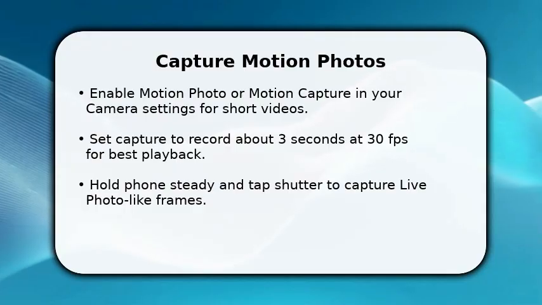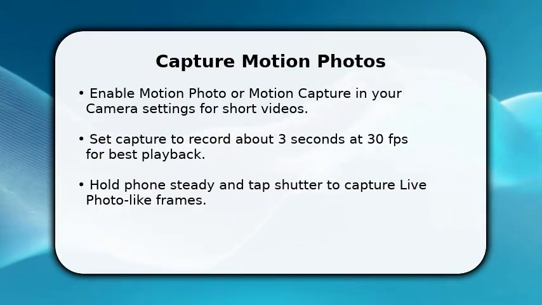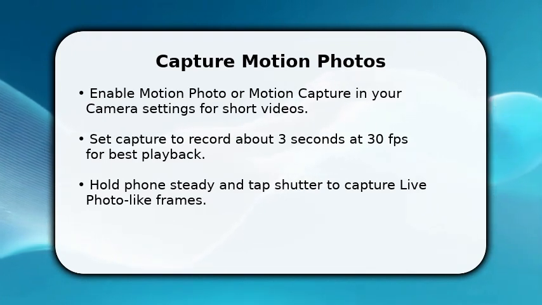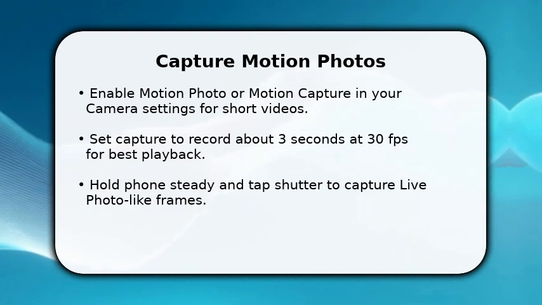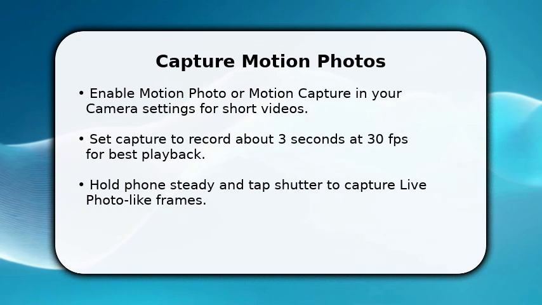Enjoy the video. Start by enabling motion photo or motion capture in camera settings. These modes record a short video clip with each photo. Set the clip duration to about 3 seconds and record at 30 FPS for smooth playback.